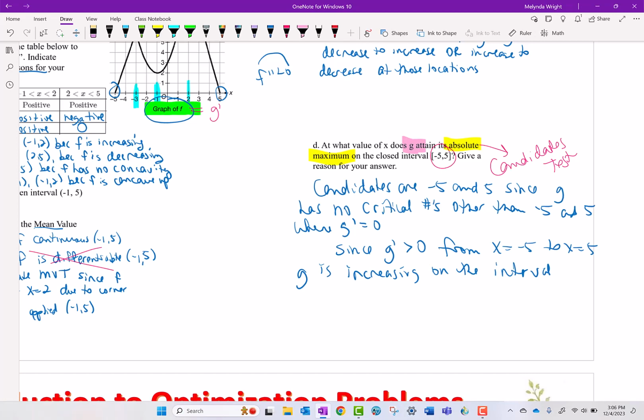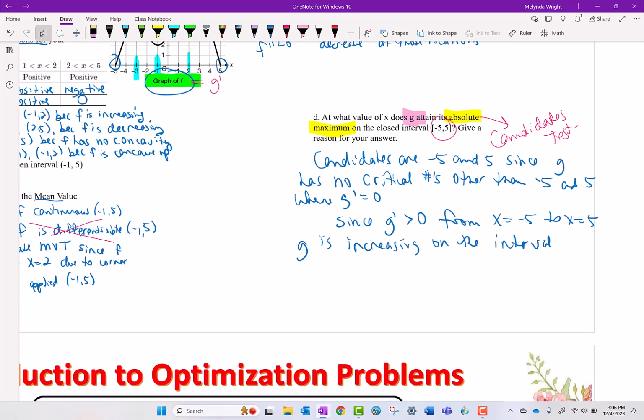So since G prime is positive from -5 to 5, that means G is increasing on the interval. So the absolute max on the interval would occur at x equals 5, the endpoint. Oh, those are a lot of words, weren't they? But we need to be very precise in our explanations. All right.